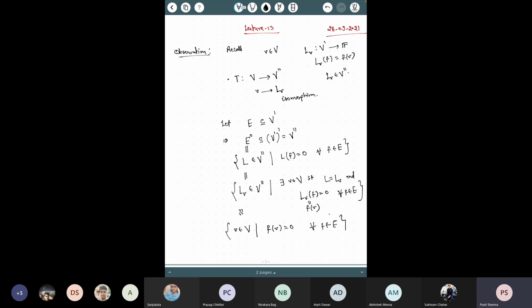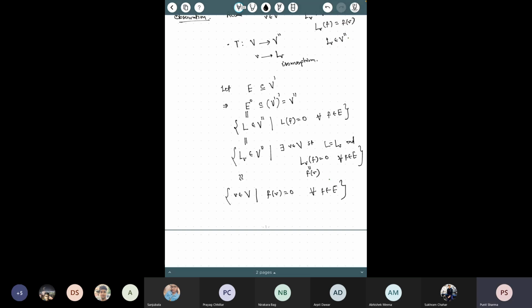Yes, exactly. Now you see what we did here: it is the collection of all vectors v in V such that f of v equals 0 for all f in E, and E is a subset of V dash. Thus you can see this is the annihilator of E, right? This is equal to this set, and this is equal to this thing. So this is actually the annihilator, and we have identified it as a subset of V because of this isomorphism.